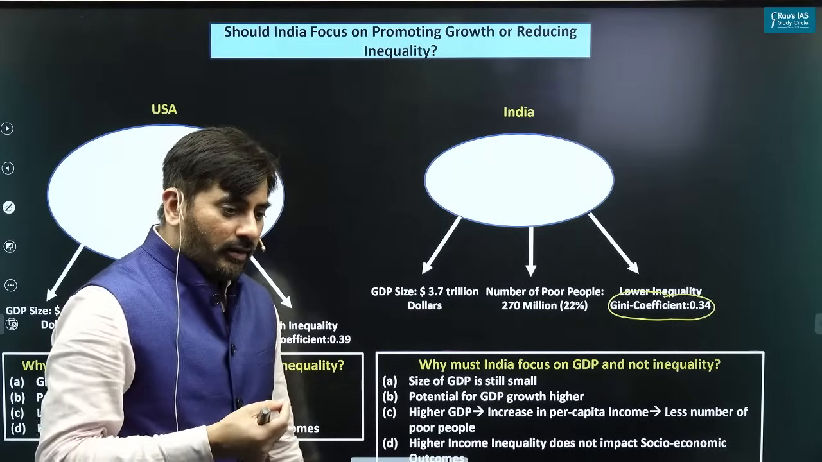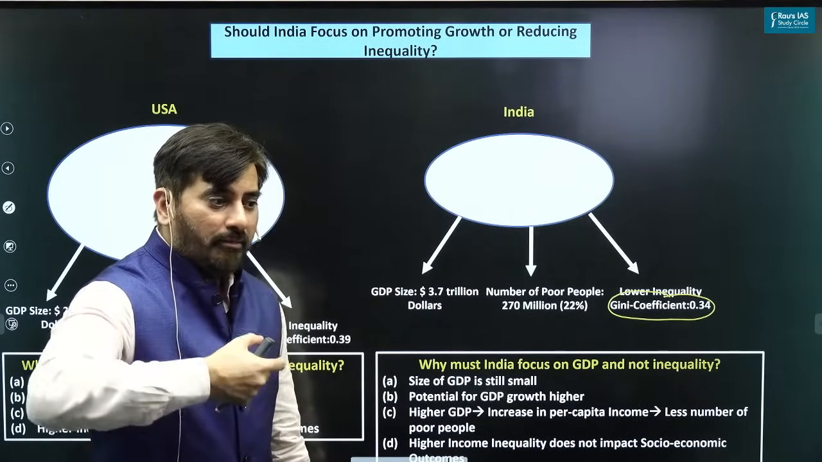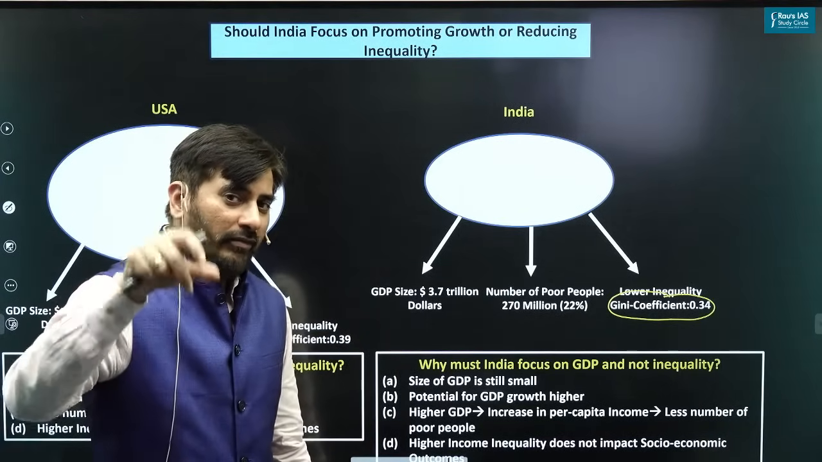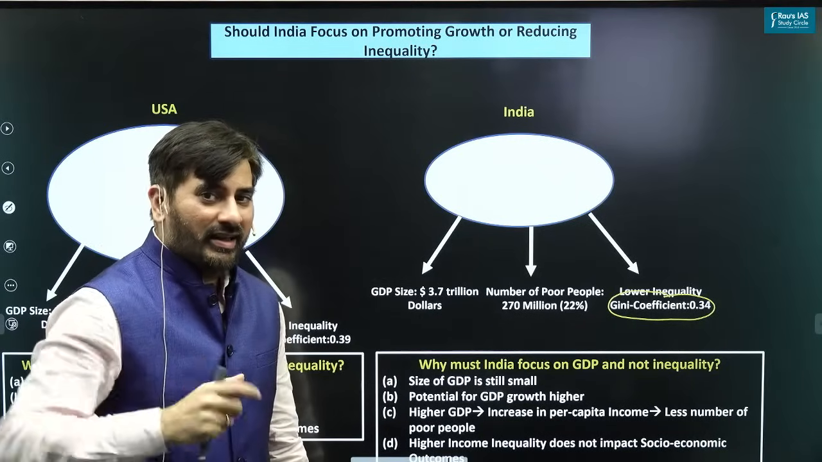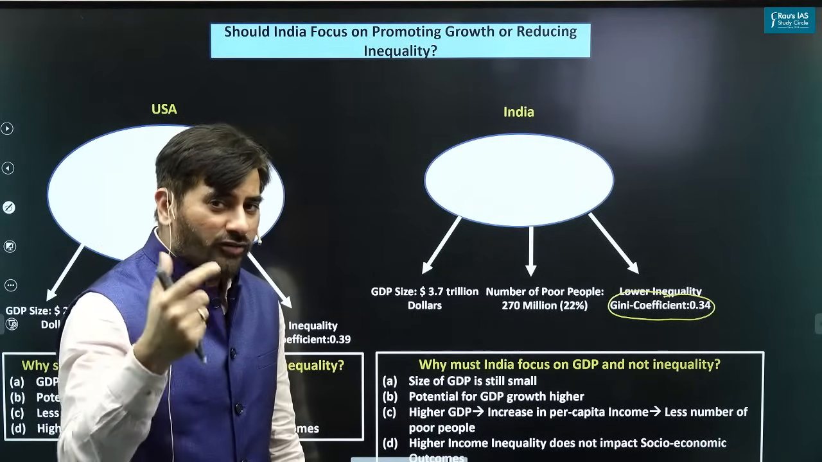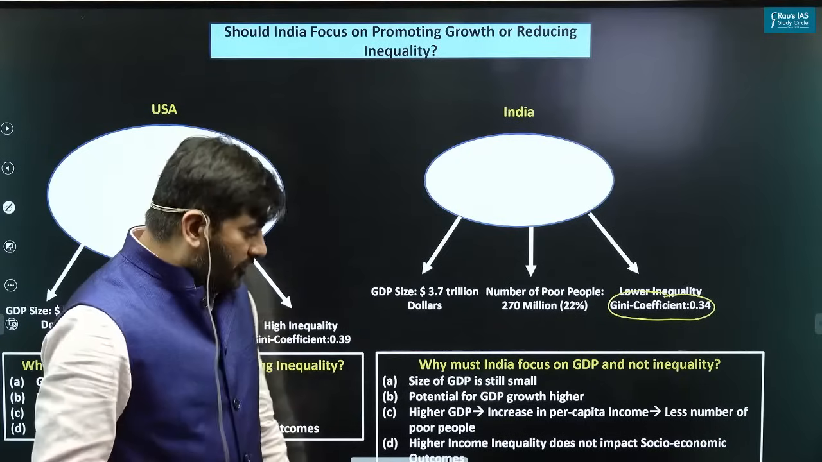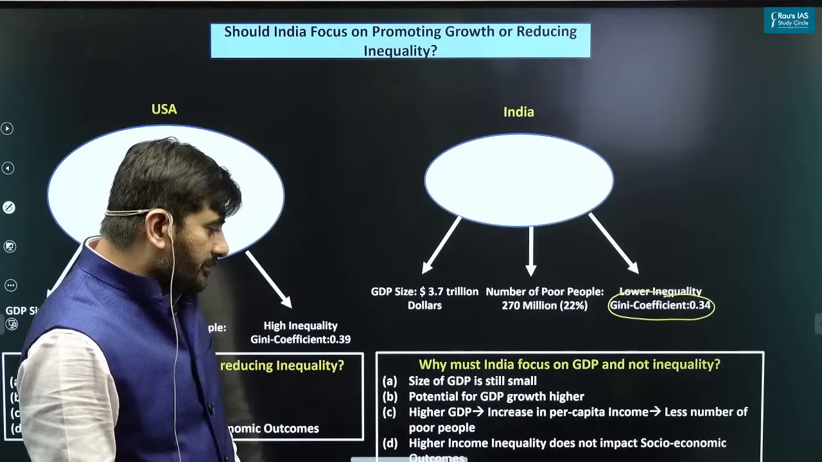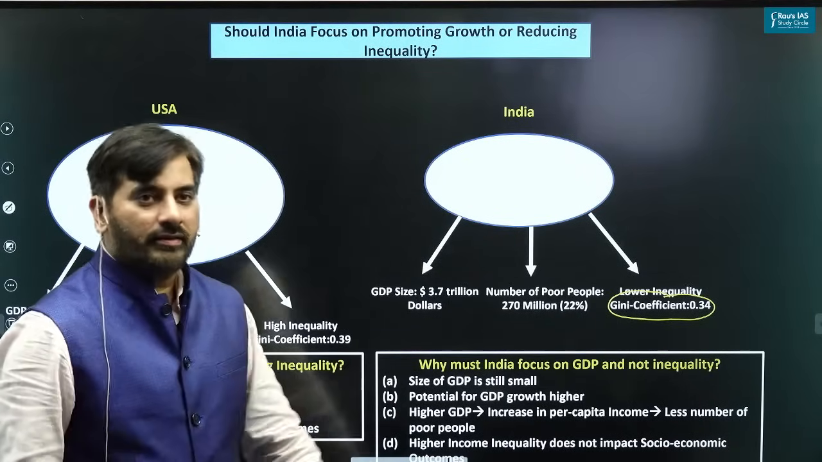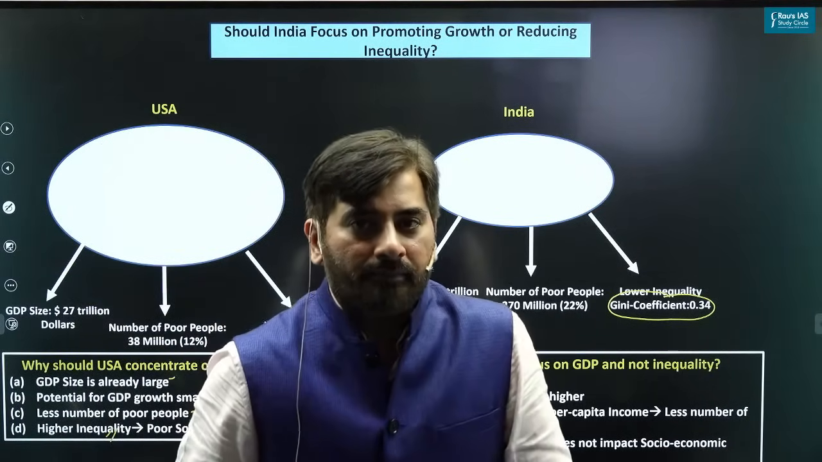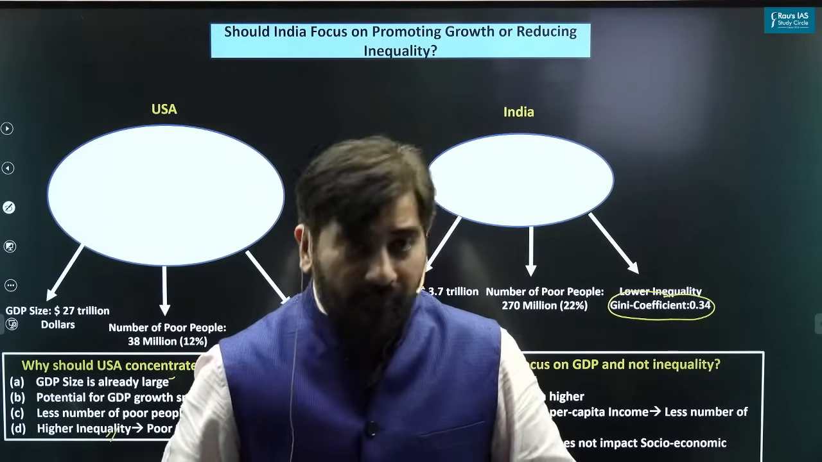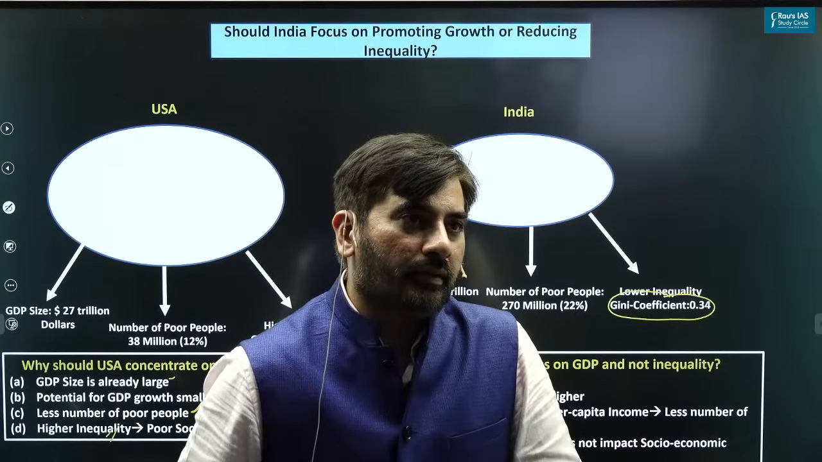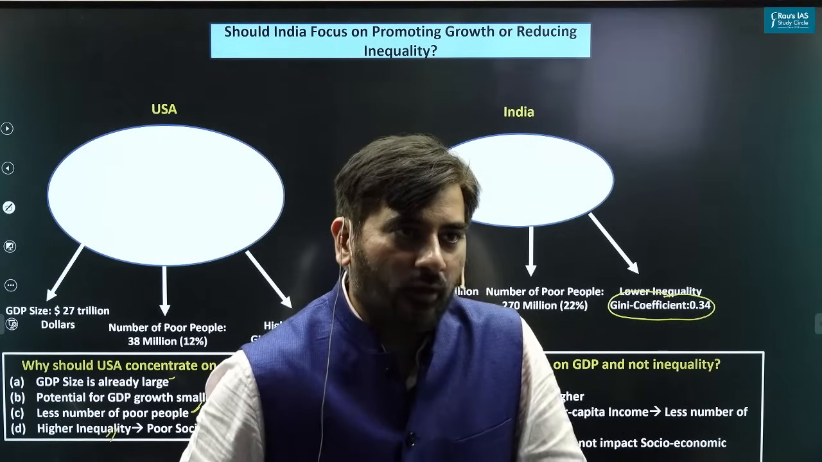Can I say the good thing here, that by increasing our GDP size, we can pull a large number of people out of poverty, which means people will have access to basic services like education, health, sanitation, housing, and so on. So we have to focus more upon increasing our GDP size. This is what this particular chapter is highlighting. I hope this is clear, everyone.